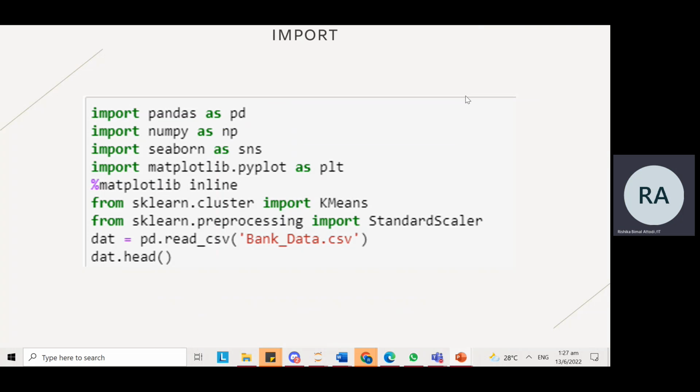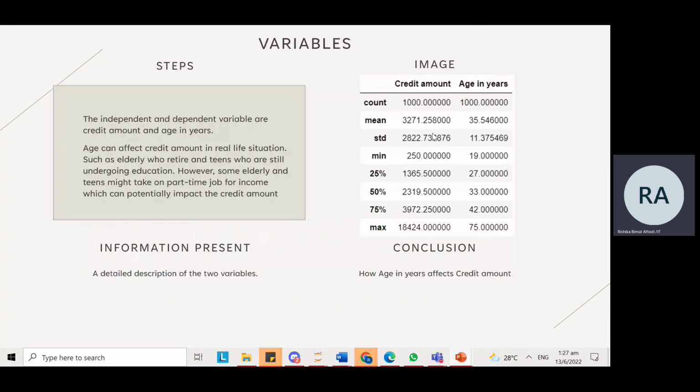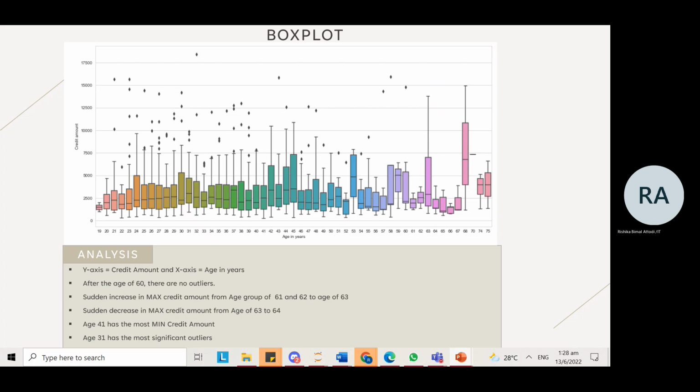Next is variables. As shown on my right side, I selected credit amount and age in years, and on my left side is my explanation. I selected age and credit amount because in real life situations, elderly might retire and teens might still be undergoing education, but there might be some elderly and teens who take on part-time jobs for income that can actually affect the credit amount. I use it by plotting the box plot.